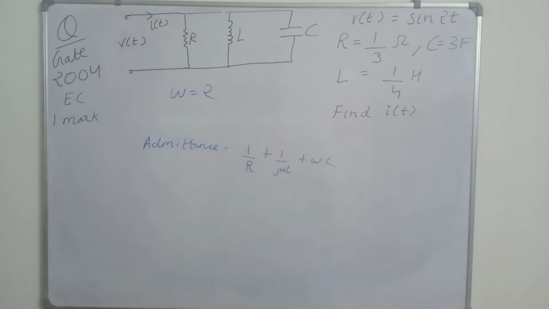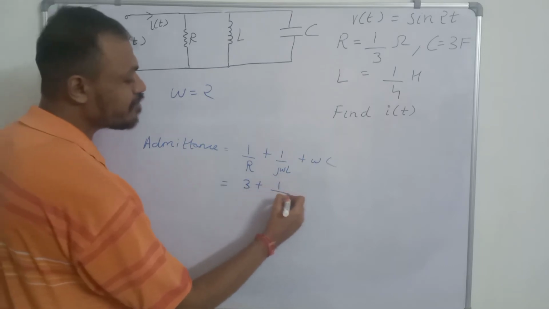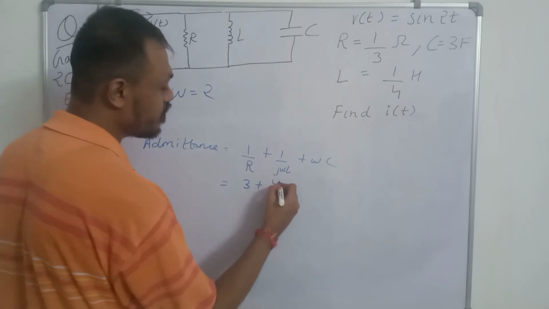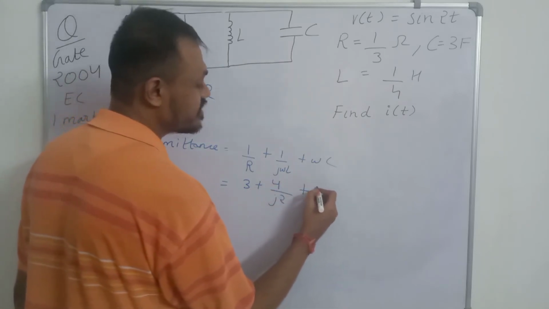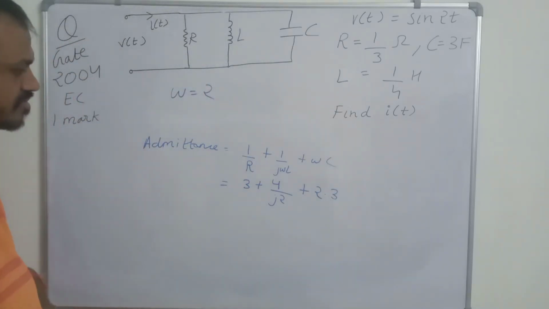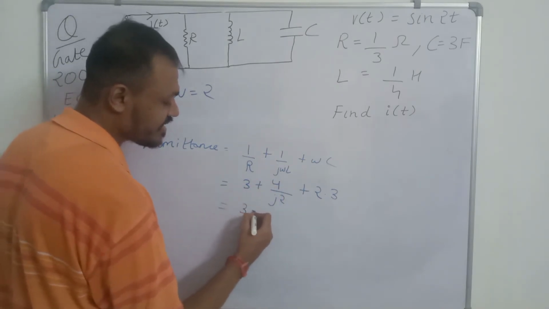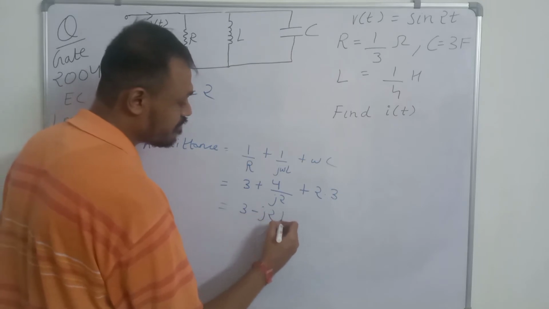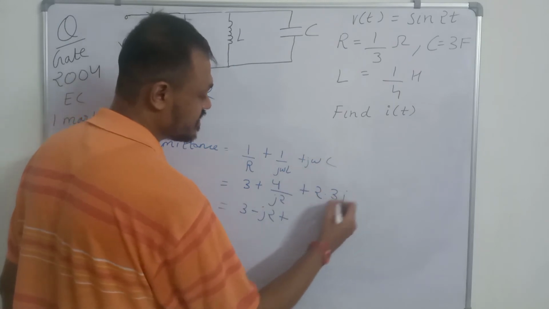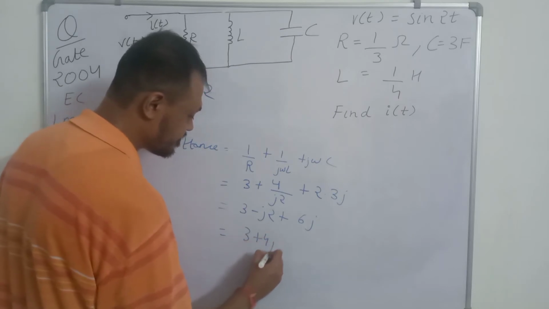So admittance will be equal to 1 upon R, which is 3, and now 1 upon j omega L, where omega is 2 and L is 1 by 4, so it will be 4 upon j2. And j omega C, where omega is 2 and C is 3. Now this j will go in the numerator, so it will become minus j2, plus 6j. So the admittance we have found out to be 3 plus 4j.